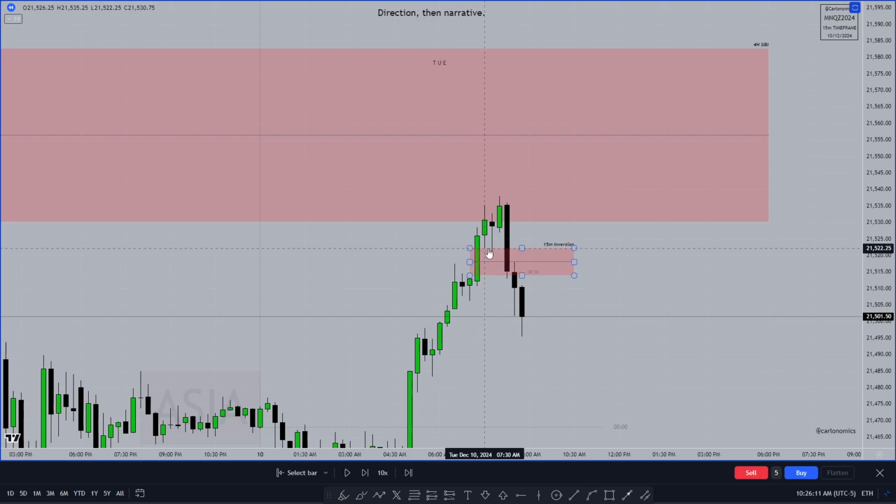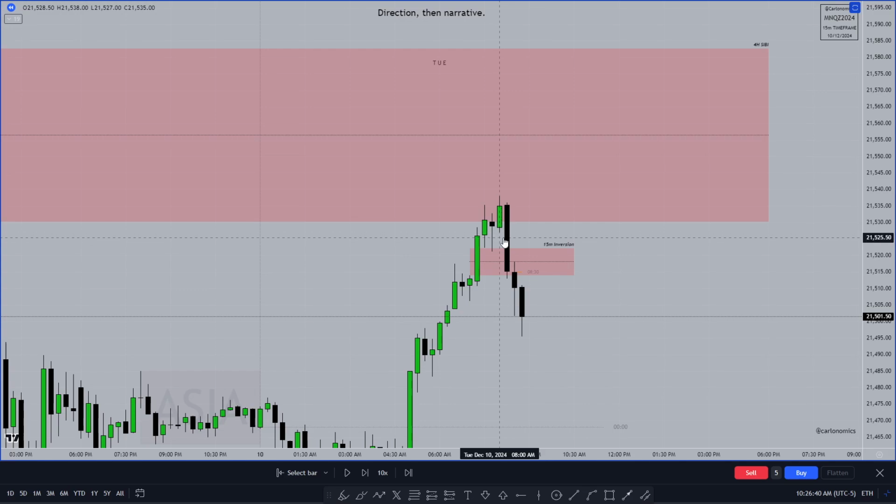Here we had this 15-minute inversion with displacement showing strength. So we had this displacement here closing below this PD array. Now we're going to invert it. You can see how this candle taps right into the consequent encroachment of this inversion, and we keep closing below this PD array. That gave me a lot of confluence, a lot of confidence that this was going to melt right through.